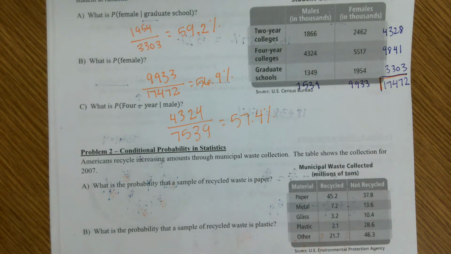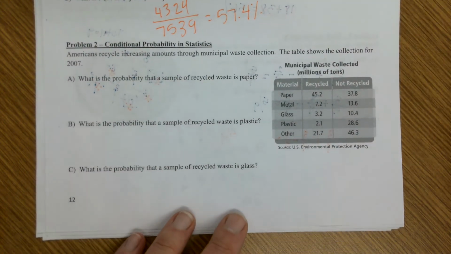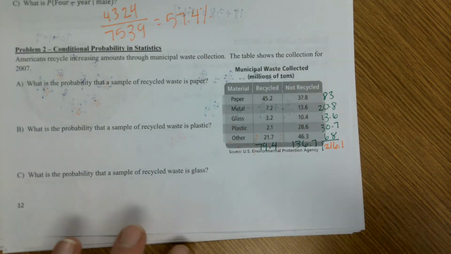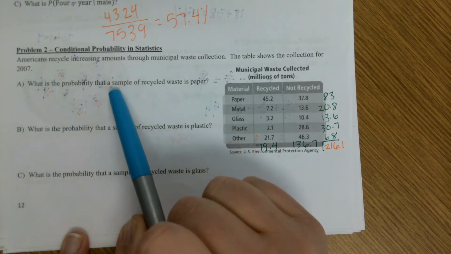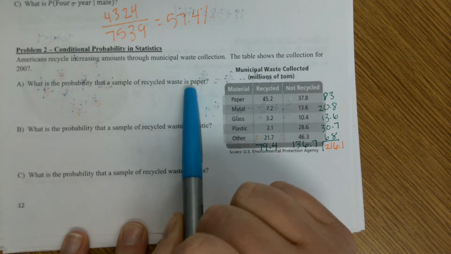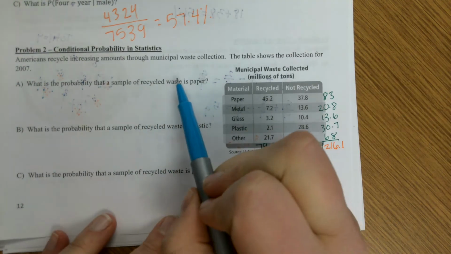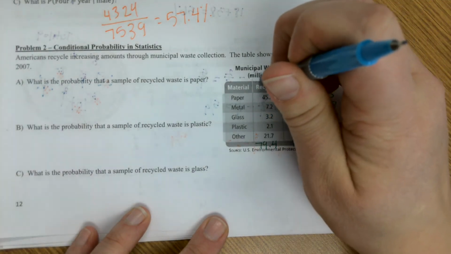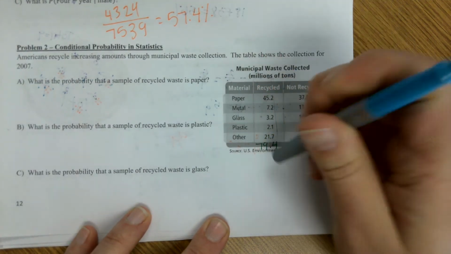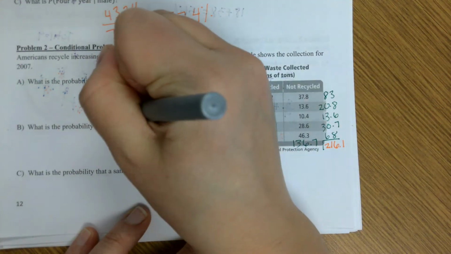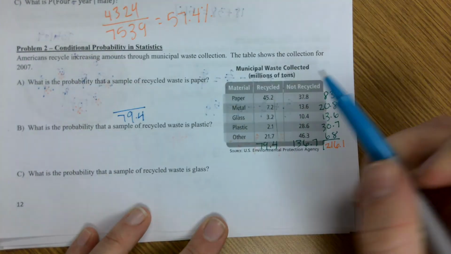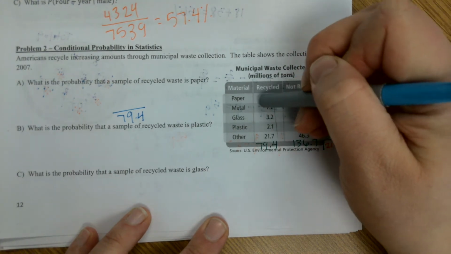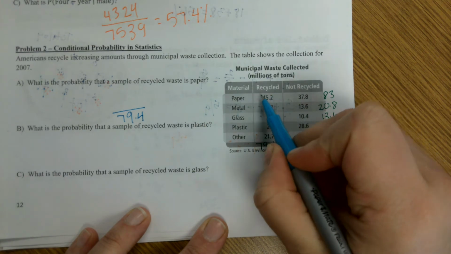So right now, again, it'd be easier if you count the totals first. So the first question is saying, what is the probability that a sample of recycled waste is paper? So given that you for sure know it's recycled waste. So here's the probability that you know it's recycled waste. So this would be my total. It could be any one of these. My 79.4 goes on bottom. What's the probability that knowing it's recycled waste, it would be paper? So recycled and paper will go on top.